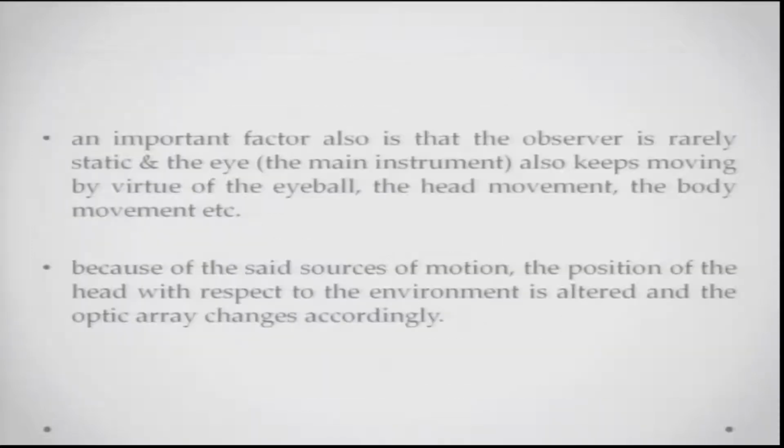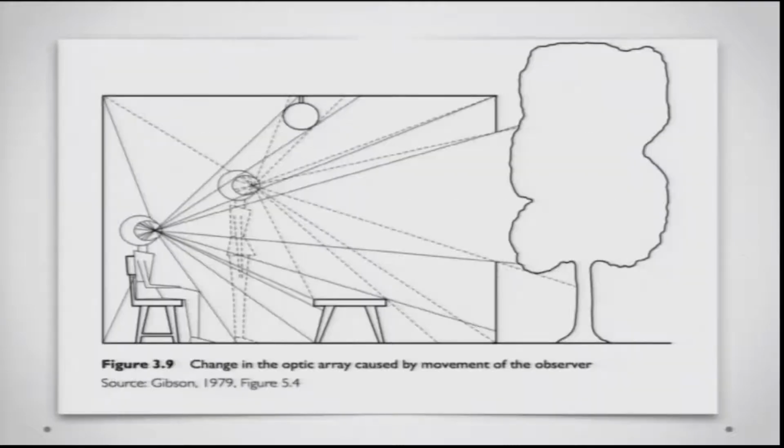But the observer is rarely static. We are not always sitting. We are moving. We are moving our head. We are moving our eyes. Gibson took account of this, and he said that because of these sources of motion, the position of the head with respect to the eye is always altered, and the optic array also changes accordingly. So here is a demonstration of the fact that if this individual is walking in the room, the structure of the ambient optic array would change accordingly.